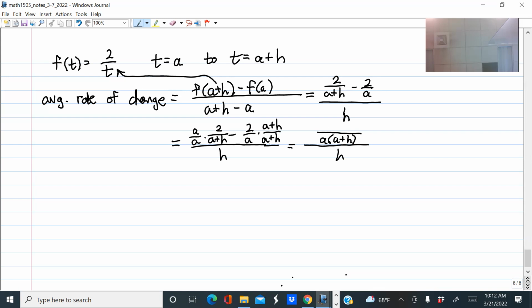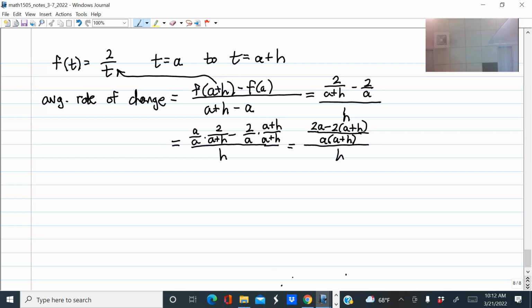So we can add these two fractions, or in this case, subtract these two fractions. And let's see what we get now when we subtract them. Well, this first fraction is going to be 2 times a in the top, right? So you'll have 2 times a in the top here, subtracting off what? What's this second numerator going to be? 2 times a plus h, right?